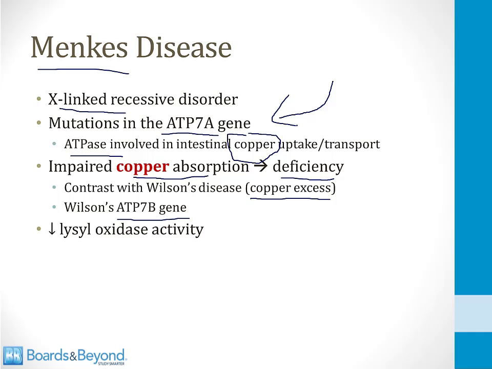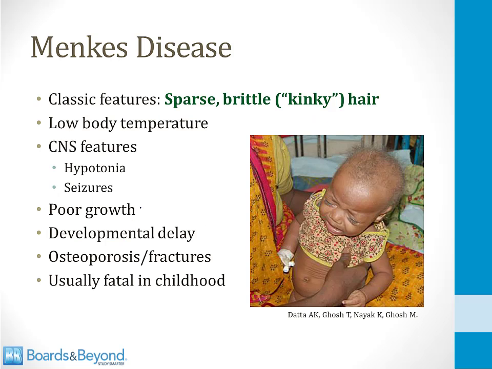And the reason this is related to collagen formation is that, like I told you before, lysyl oxidase requires copper as a cofactor. So in the state of copper deficiency, you will have poor lysyl oxidase activity. This means you won't be able to cross-link collagen. The classic feature of this condition, and the one you need to remember in order to recognize it in a board question, is that it will describe a male child with sparse, brittle, or kinky hair. This is a classic feature.